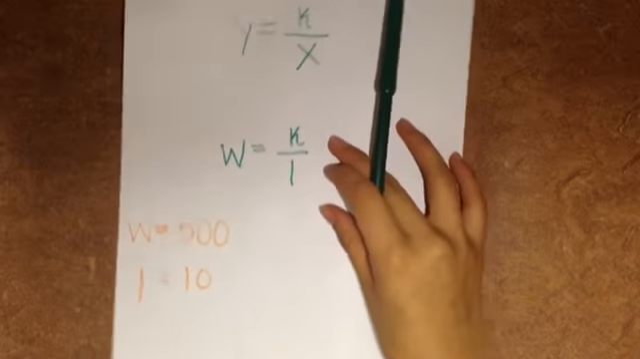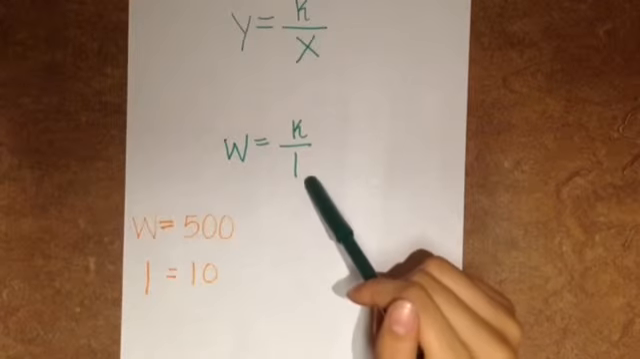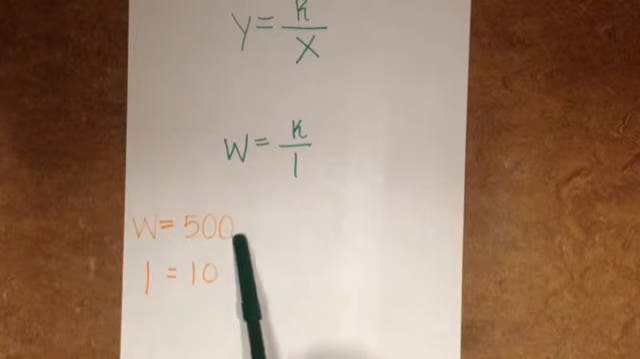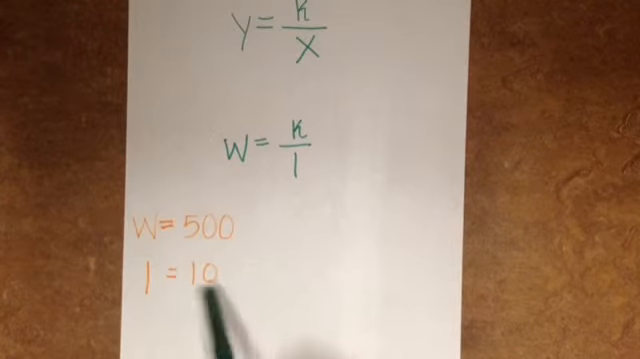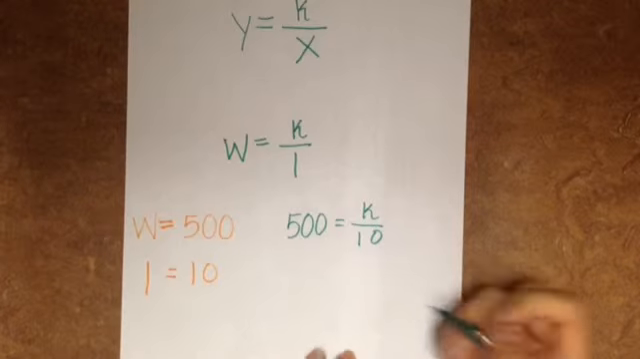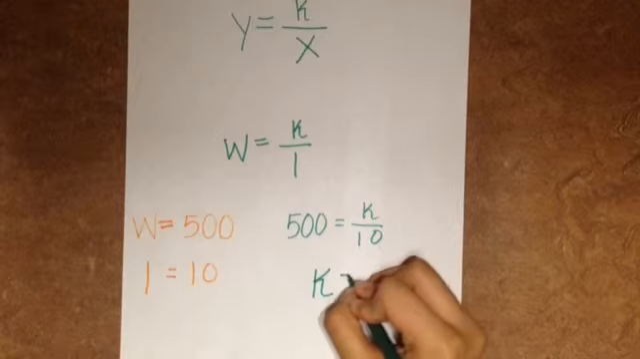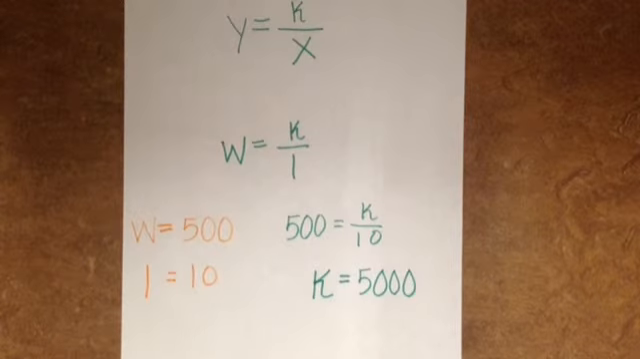Now we're going to look at inverse variation, a relationship between two variables in which the product is a constant. So we're going to have W, the weight of a piece of wood, and L, its length. W is going to be 500 and L is going to be 10. We plug that in and we have K, which is 5000.